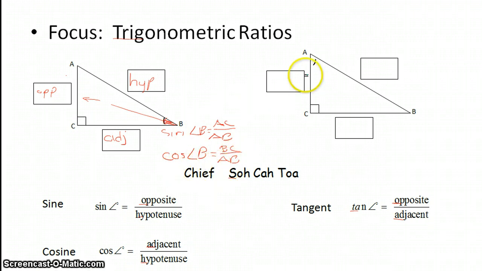Now, let's come over to our second triangle, and let's highlight angle A. Because when we do our trig ratios, the ratios will only refer to the two acute angles in your triangle. So now let's focus on angle A. This time the side adjacent to angle A would be side AC. And the side opposite would be side BC. Again, we have the hypotenuse.